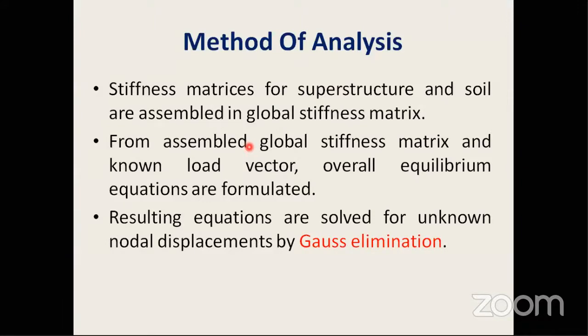Method of analysis: we assemble the stiffness matrix for the superstructure and soil into the global stiffness matrix, and we can form the overall equilibrium equations. Then we apply the boundary conditions, and the resulting equations are solved with Gauss elimination. This is possible for this simplified approach, where we are using beam elements, plate elements, and spring elements. But in the case of actual 3D, it is not possible. There we have to use the active column solver.